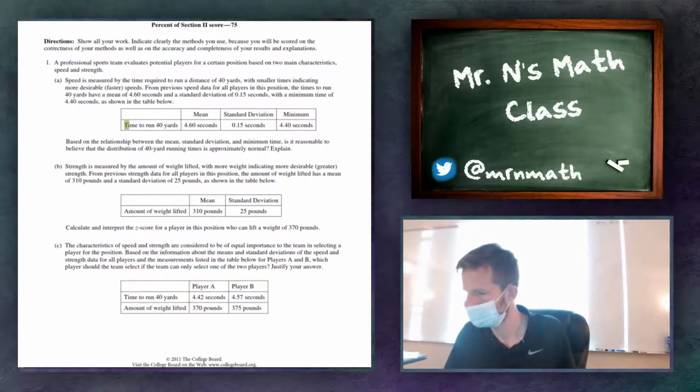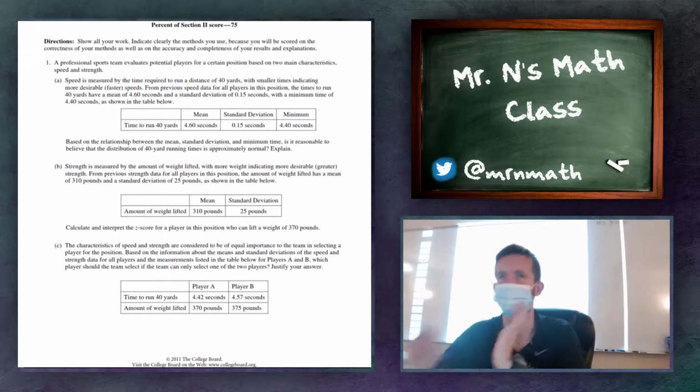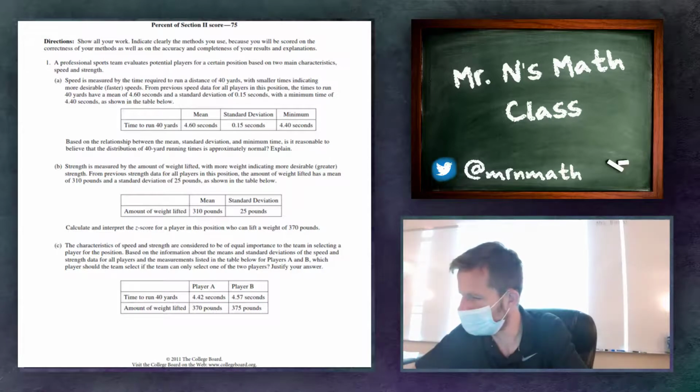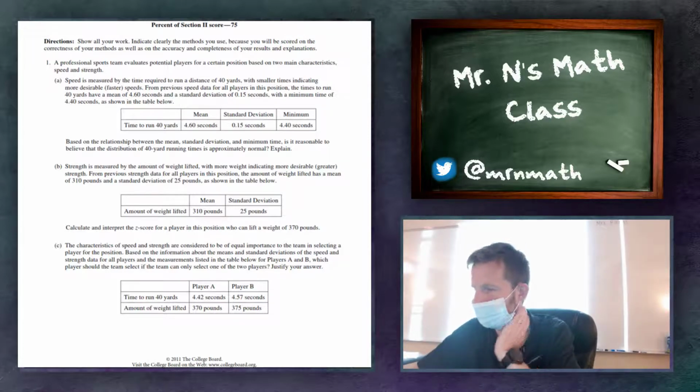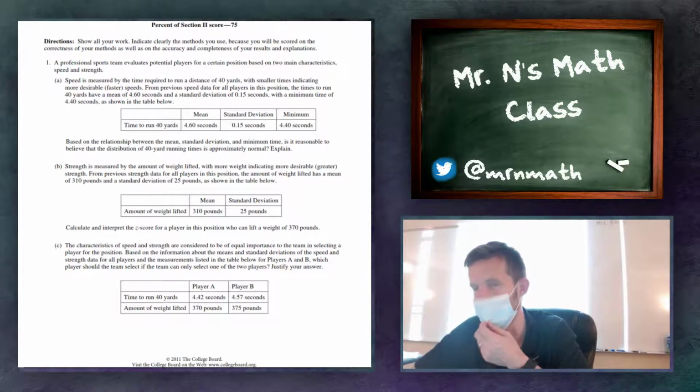All right, let's look at this question. So this is question 1 from the 2011 AP exam. A professional sports team evaluates potential players for a certain position based on 2 main characteristics, speed and strength. Speed is measured by the time required to run a distance of 40 yards, with smaller times indicating more desirable, faster speeds.